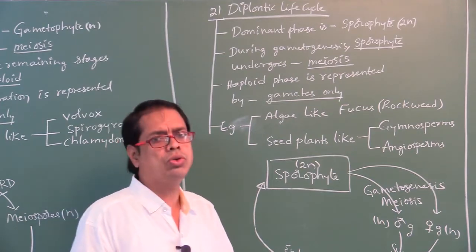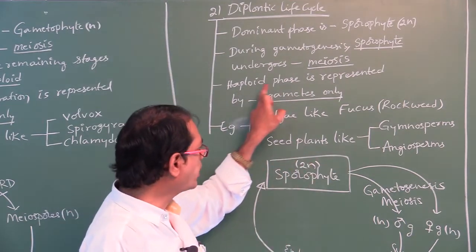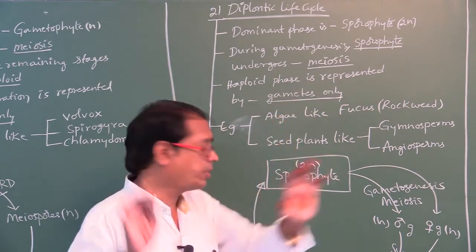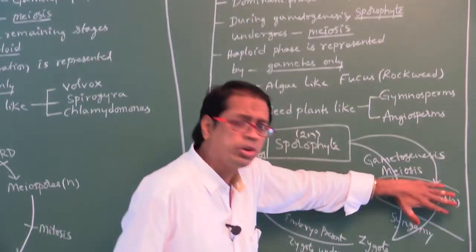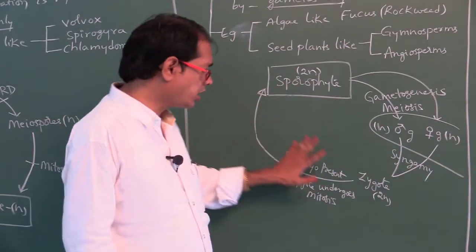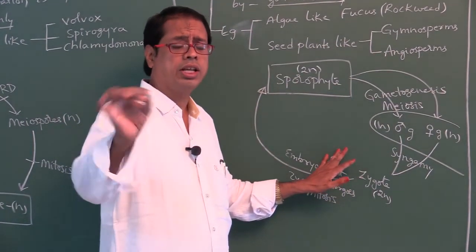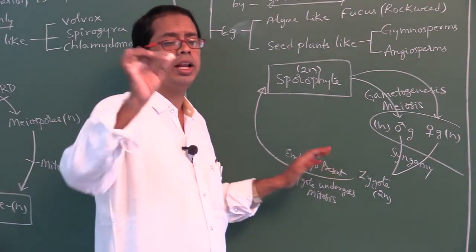Antheridium and oogonium. Right. Haploid phase is represented by gametes. That means except gametes, all the stages are in diploid condition. That's why it is so called diplontic life cycle.